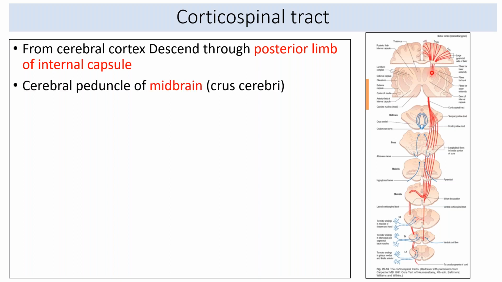From the posterior limb of the internal capsule, what will be the first area of the brainstem? That will be the midbrain. In the midbrain, this is the anterior most part, which is called the cerebral peduncle or crus cerebri. So it passes through the middle portion of the crus cerebri in the midbrain. Then where will it reach? It will reach the pons.